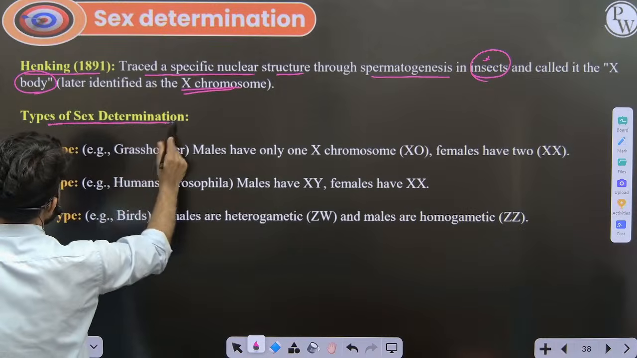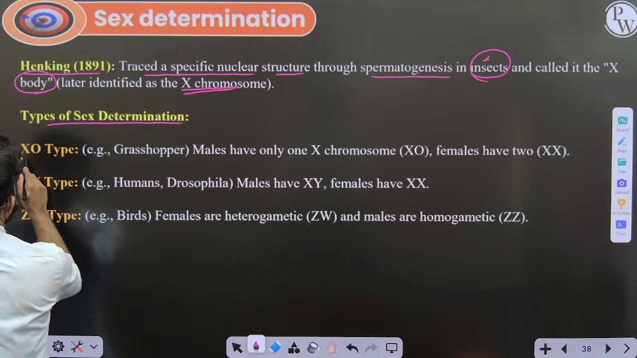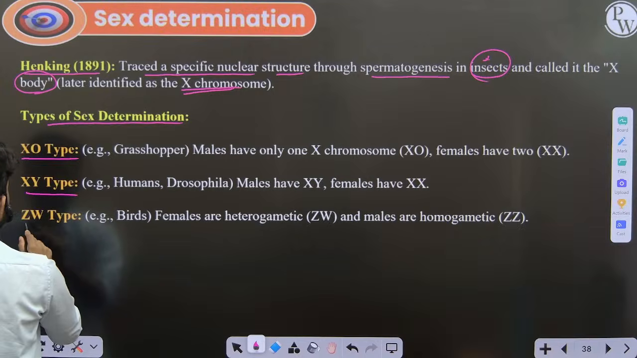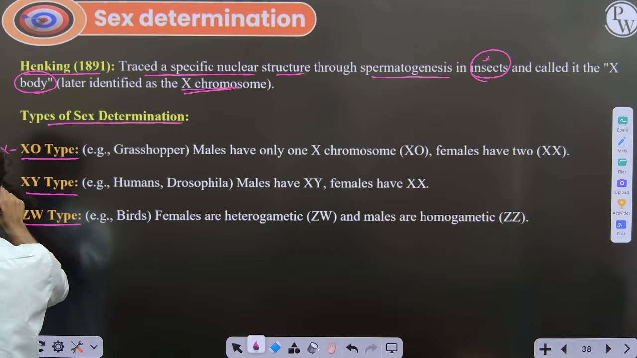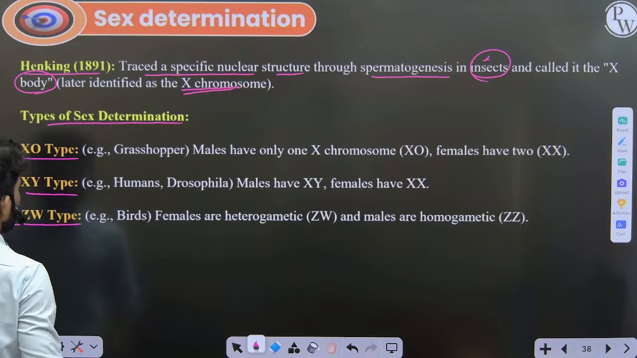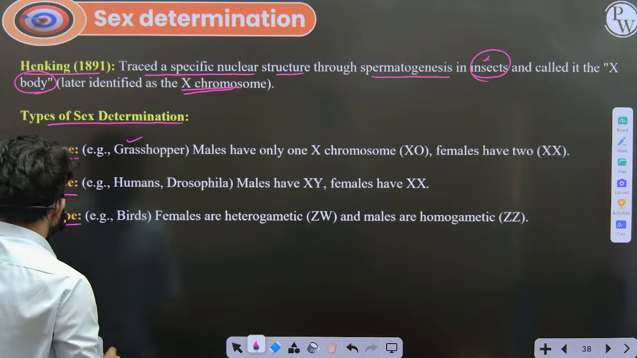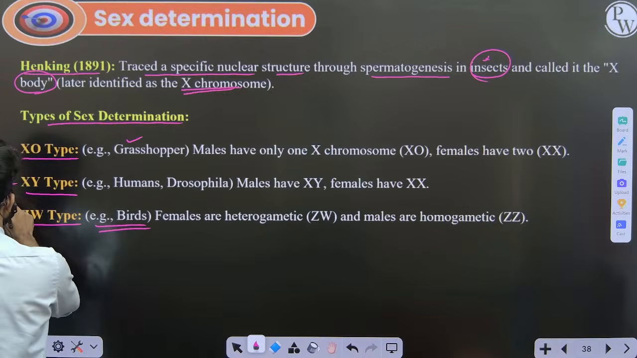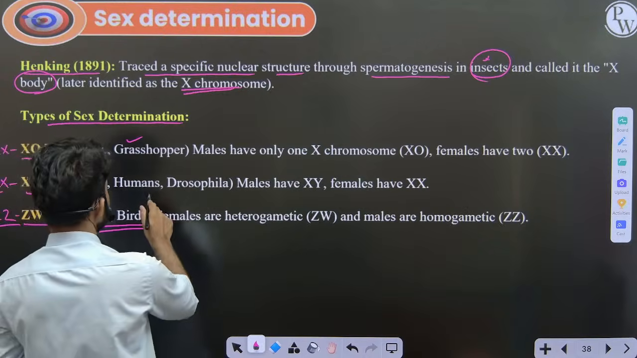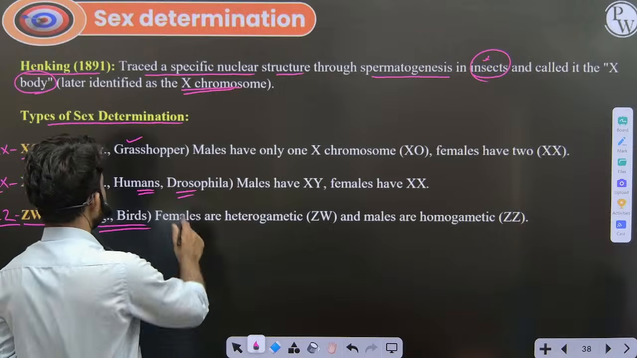Then what are the types of sex determination? There are three different types: first XX-XO type, then XX-XY type, then ZZ-ZW type. The XX-XO type is observed in grasshoppers, the ZZ-ZW type is observed in birds, and the XX-XY type is observed in human beings.